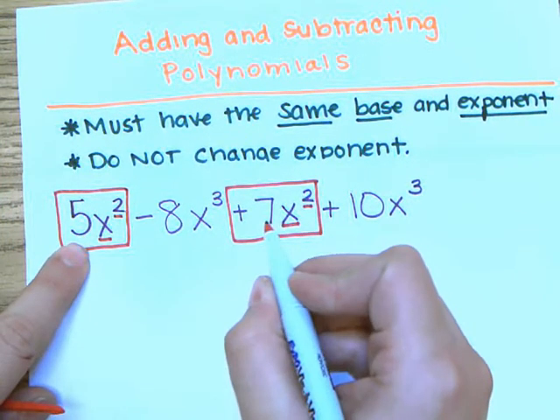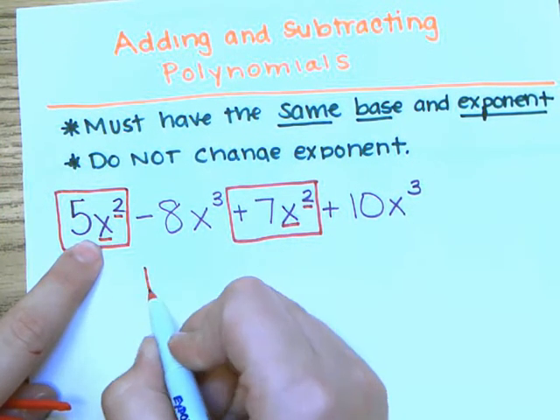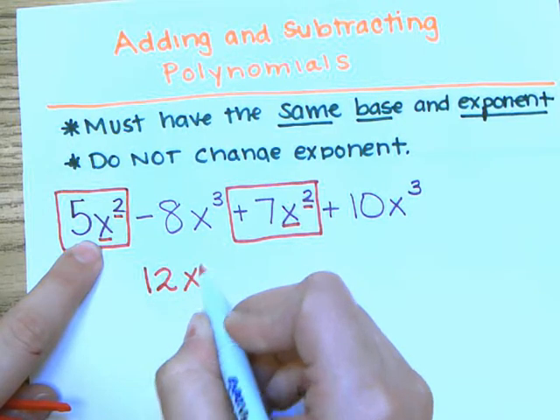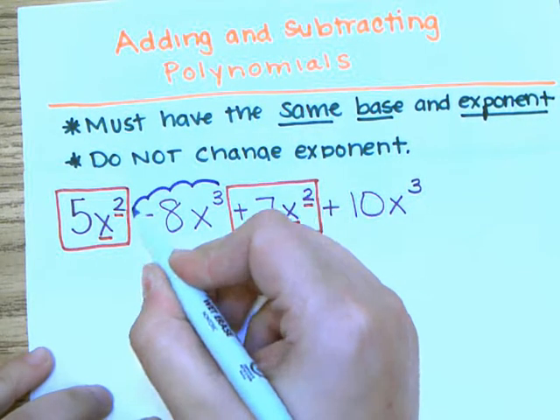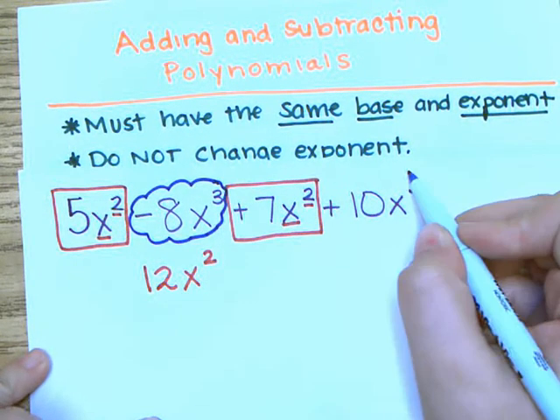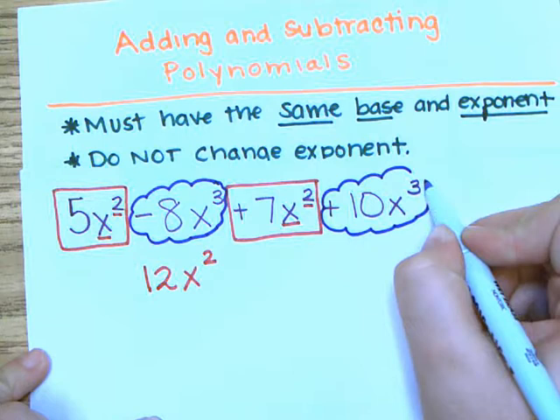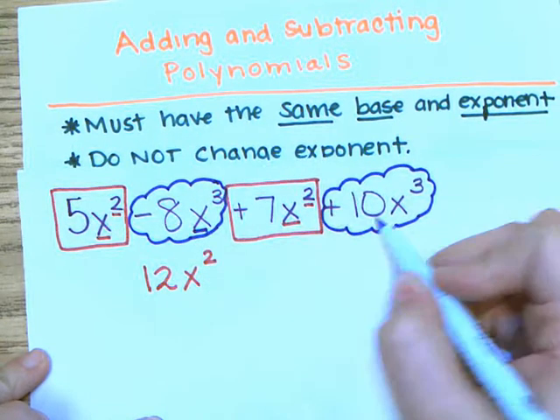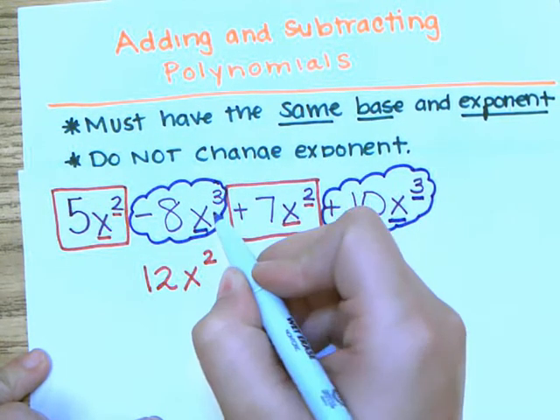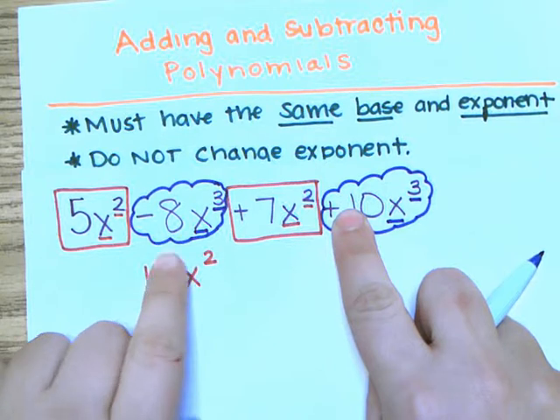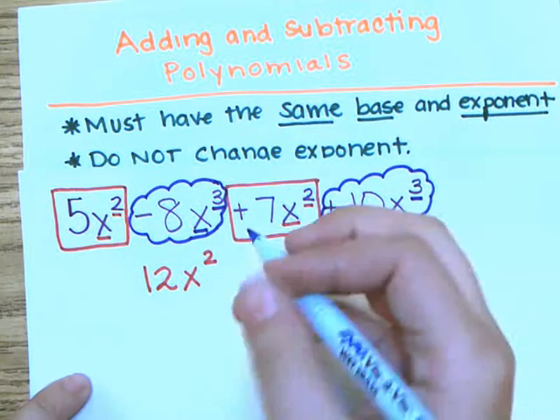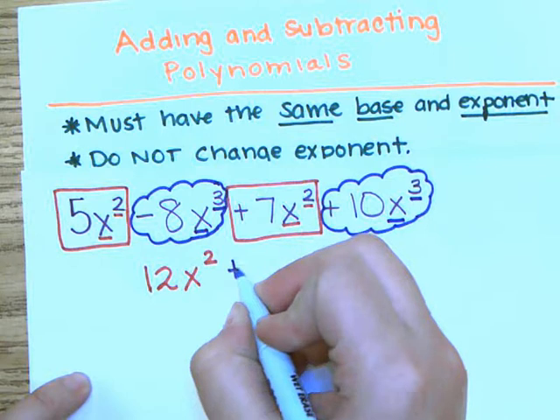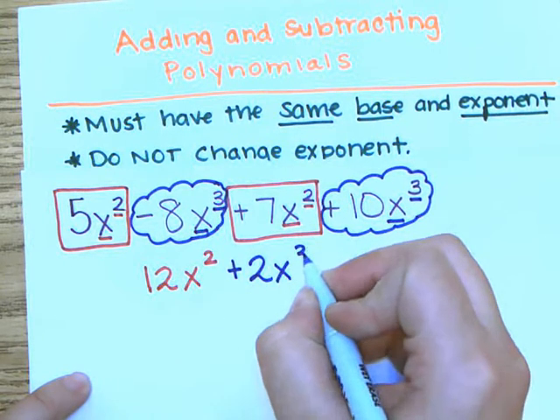We're going to take the coefficient, the number in front of the x, and add them, and we get 12x squared. Then we can combine the negative 8x cubed with the positive 10x cubed, because again they have the same base and they have the same exponent. This one's positive, this one's negative, so we subtract them, take the sign of the bigger number, and that becomes positive 2x cubed.